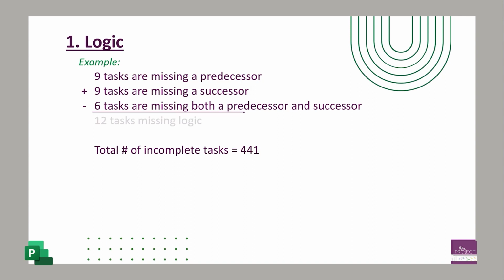Then that comes up with 12 tasks total that are missing logic. So then you would divide that by the 441 tasks that you have open, and you have 2.72%. That's really not bad. But again, DCMA has a goal. You need to work towards getting it to where all your tasks have a predecessor and a successor.